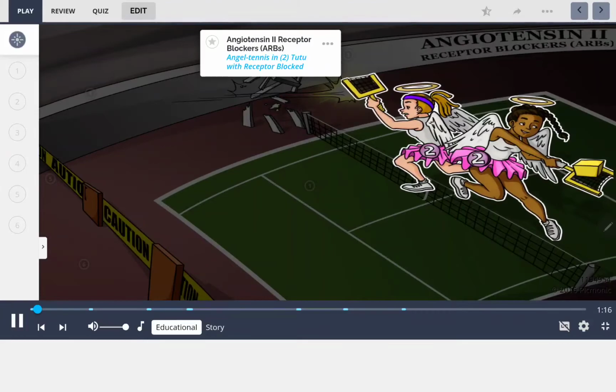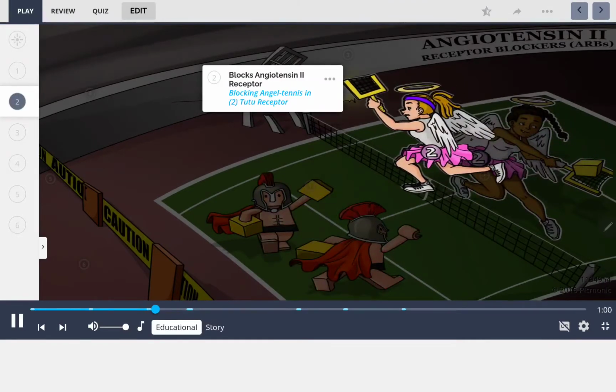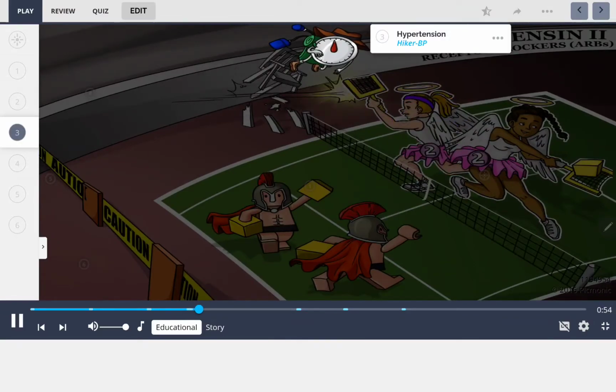Remember angiotensin II receptor blockers by the angel tennis players in tutus locked in an epic game of tennis against blocky Spartans. This class of medication ends in the suffix sartan, shown by the Spartans in the game blocking any plays the angel tennis players in tutus make, representing this drug's mechanism of action, which is to block angiotensin II receptors. They are commonly given for treatment of hypertension, shown by the Hiker BP chair umpire falling from its seat.